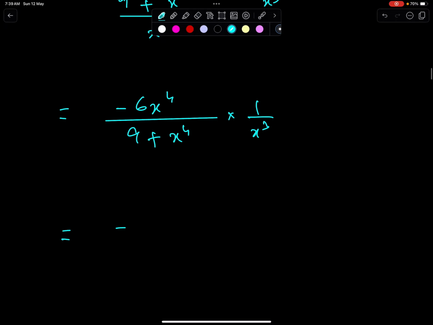After simplification we have minus 6x over 9 plus x to the power 4. This is the way to differentiate inverse tan functions.